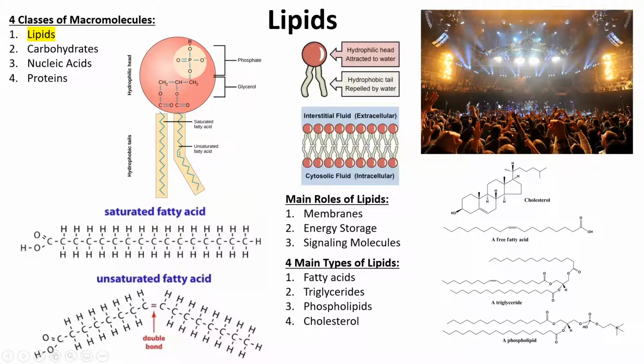Now, let's bring in our analogy. I like to think of the cell membrane as like a concert. You have all of these phospholipids, or people at a concert, all packed together. As you can see here, we have a picture of a concert. All the people are really packed together. This is also kind of what a cell membrane would look like.